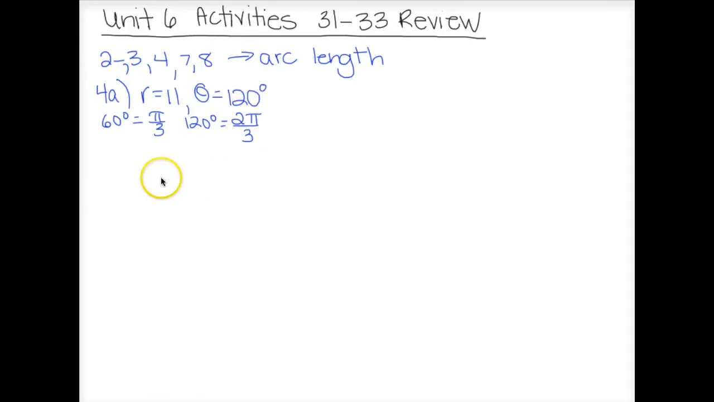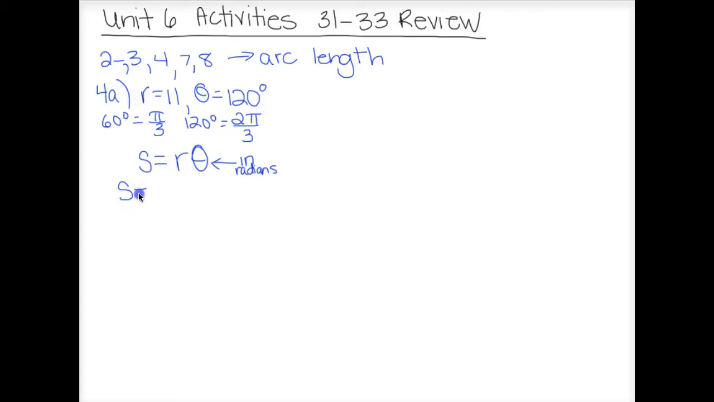One of the ways that we found arc length in class was using the formula arc length equals radius times theta. But remember, and we wrote this in capital letters or underlined it, that theta has to be in radians. You cannot use this formula if your angle is still in degrees. So once we know that 120 degrees is 2 pi over 3 radians, then it's just a matter of plugging into this formula.